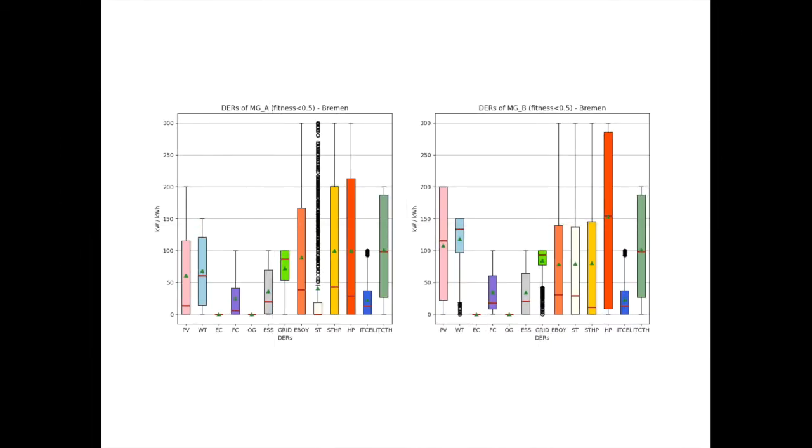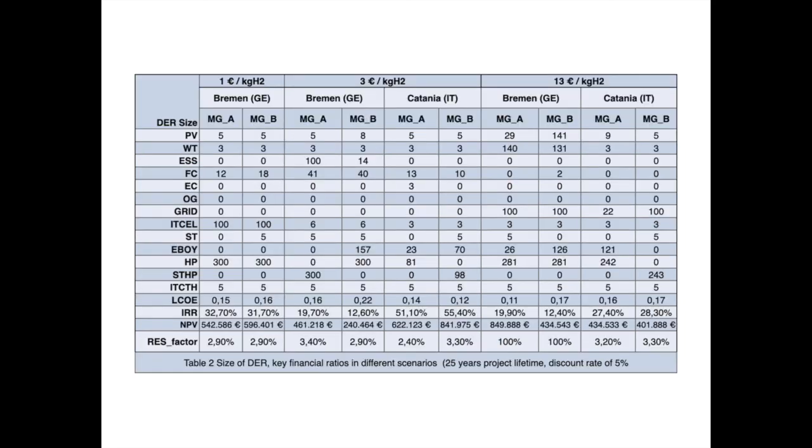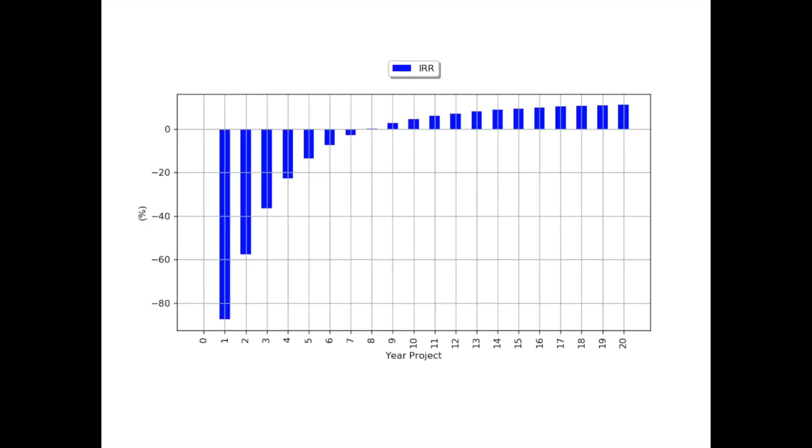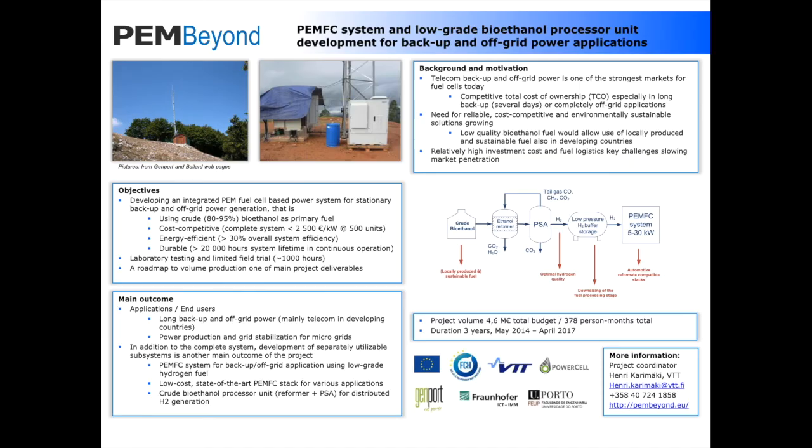Boxplot techniques are used to plot the quality and robustness of the results. This example shows distribution of best solutions in Bremen. Results are also returned in Excel. Here is an example of comparison between solutions obtained with deep neural network and analytical model. Sensitivity analysis can be executed. This is an example that represents the results associated to different hydrogen fuel costs. Key financial ratios of solutions are evaluated with bar plots.